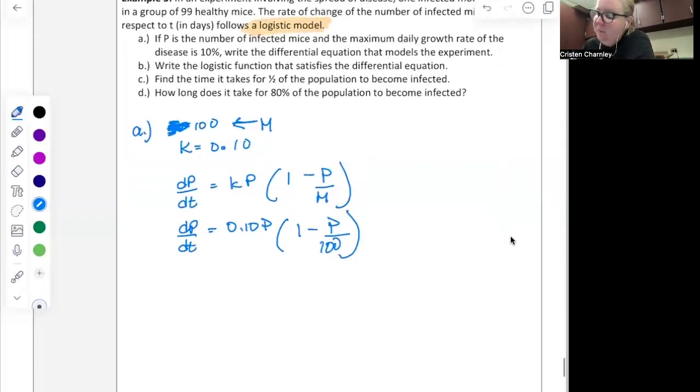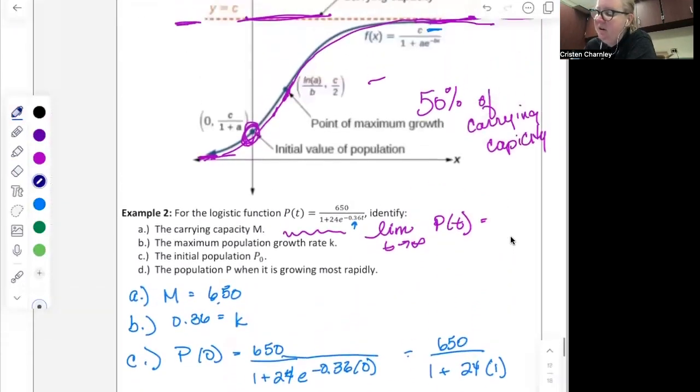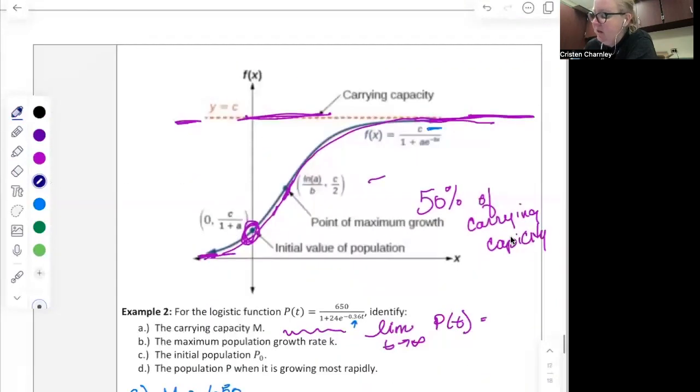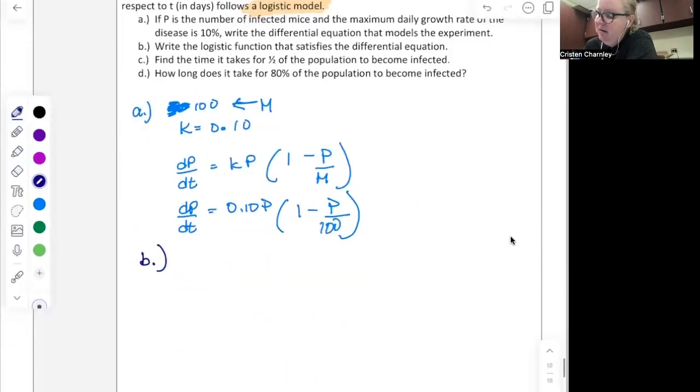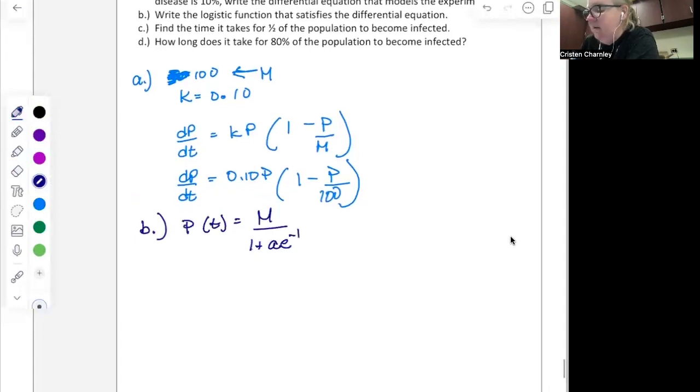Okay. For part B, write the logistic function that satisfies the differential equation. We don't have to integrate both sides. Remember, we just need that solution. Thought I could reference it quickly, but we'll do it like this. So P of t is equal to M over 1 plus A e to the negative kt.